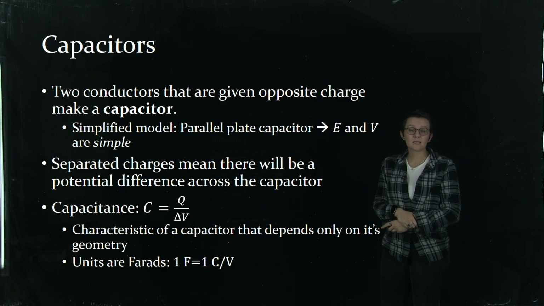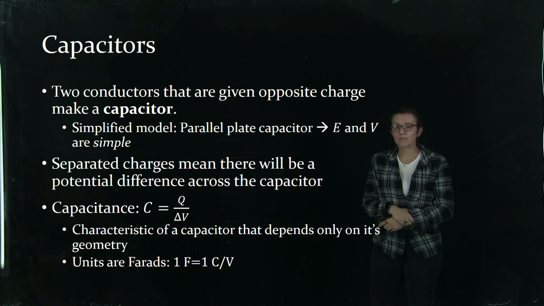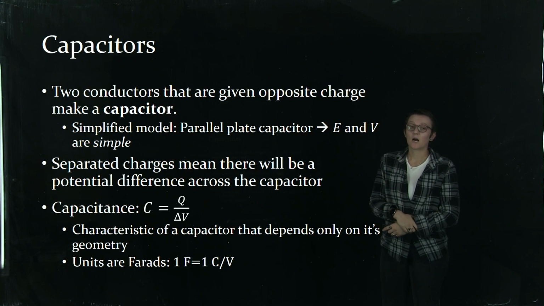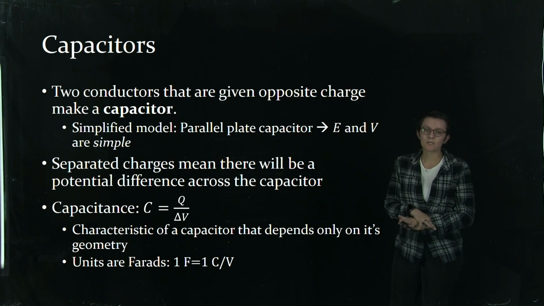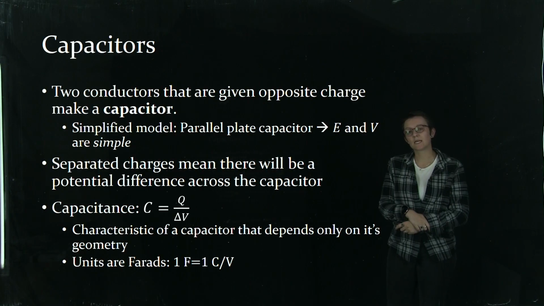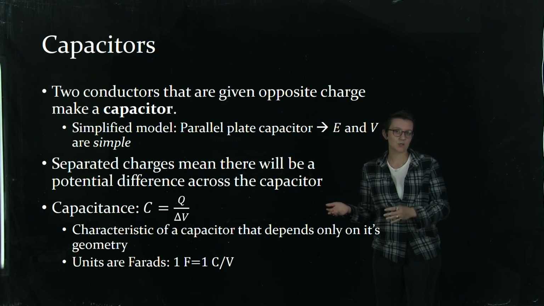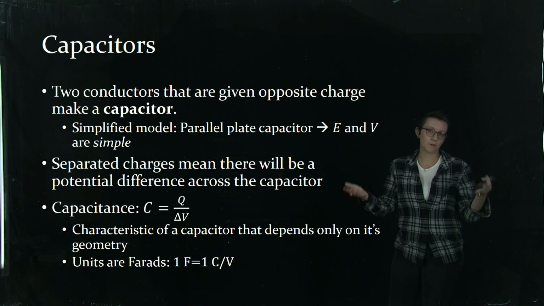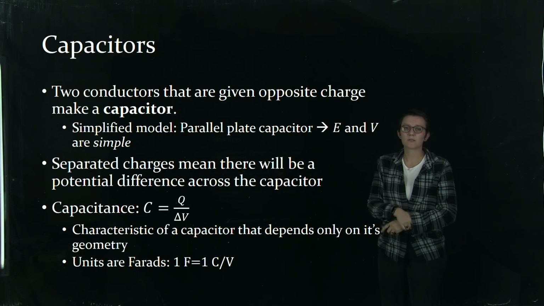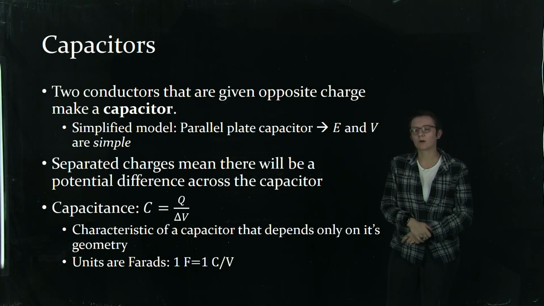Units of capacitance are a farad. 1 farad is equal to 1 coulomb per volt. A farad is really, really big, so typically in most circuits you will see capacitors that can be anywhere from microfarads to nano to picofarads. So 1 farad is really big. Typically you'll see farads that are much, much smaller than that.